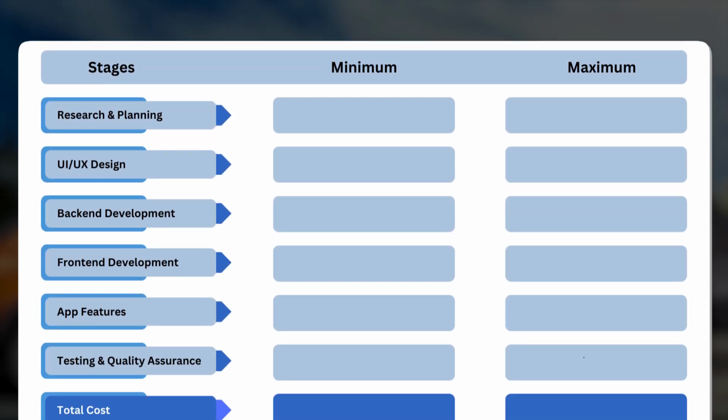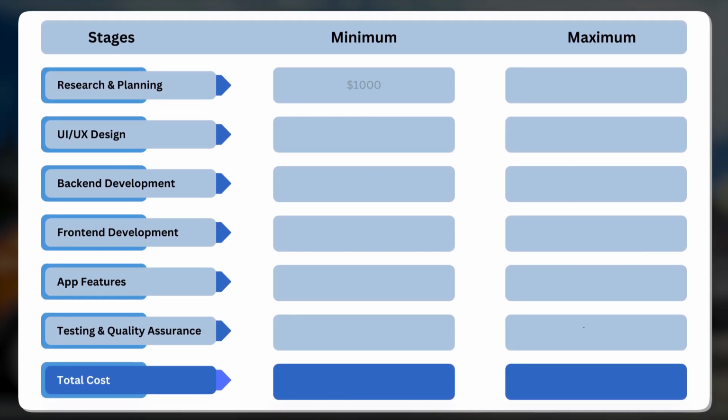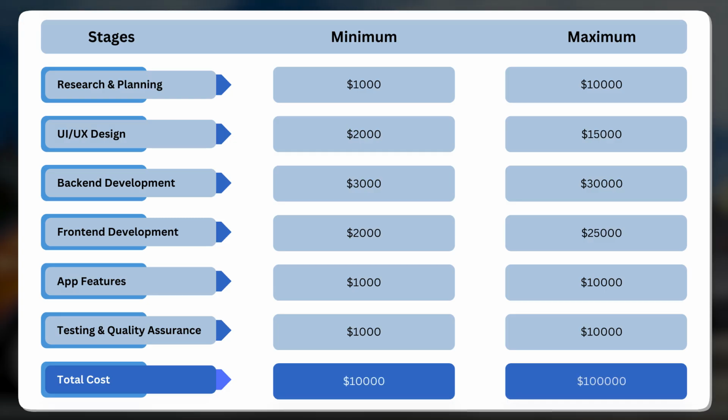Based on the stages of app development, let's now break down the cost. Research and planning costs around $1,000 to $10,000. UI/UX design costs between $2,000 and $15,000. Back-end development costs $3,000 to $30,000. Front-end development can range from $2,000 to $25,000. App features can cost $1,000 to $10,000. Testing and quality assurance is between $1,000 and $10,000. This brings the total cost between $10,000 and $100,000.